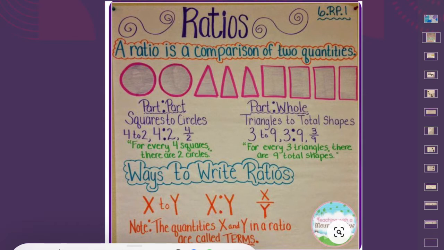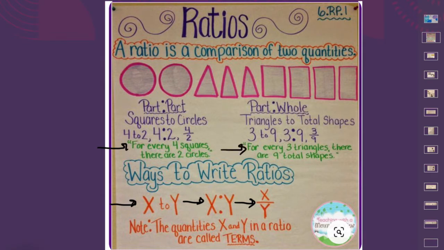And then again, we talked about the different ways to write ratios. If we were using the two variables x and y, it would be x to y, or we could use the colon, x colon y, or it can be written as a fraction, x over y. So I like this phrasing up here for how to say it: for every blank, there are blank. If we were looking at the squares and circles, for every 4 squares, there are 2 circles. For every 3 triangles, there are 9 total shapes.